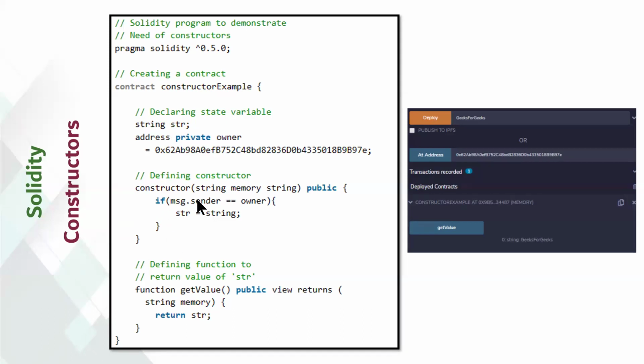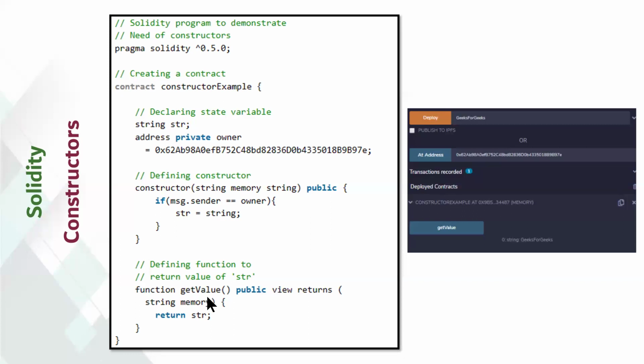About the constructor here, this is the constructor of the contract. It takes a string parameter and is marked as public, allowing it to be called from outside the contract. So the constructor checks if msg.sender, which is the address of the caller, matches the owner address or not. If the condition is true, the value of the string parameter is assigned to the str variable.